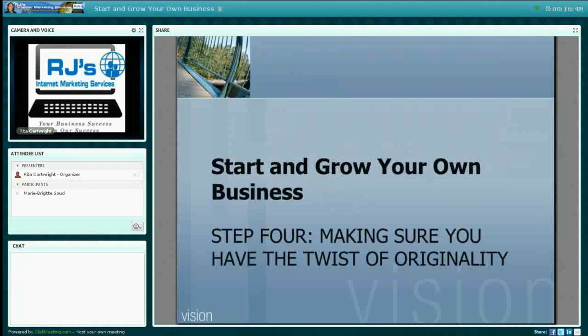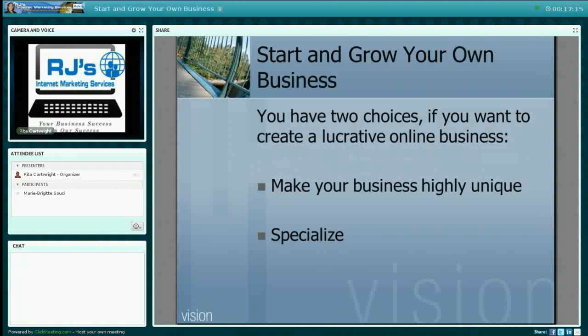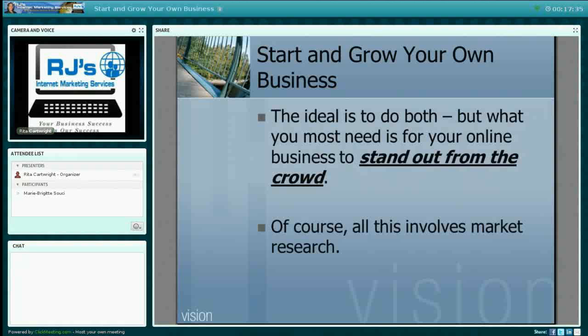And so our fourth step in our 5 steps is making sure that your business idea has that twist of originality in order to make your business stand out. And we will discuss that a little bit more of how to make your business stand out in just a bit here. And so your first thing is to make sure your business is highly unique and specialized if you want to create a lucrative online business. And so, really, the idea is to do both, making your business highly unique and specialized, and to make it stand out from the crowd.